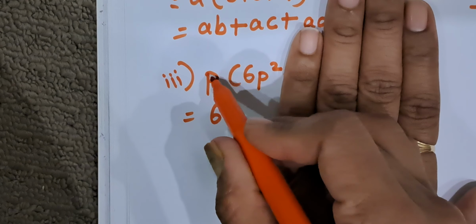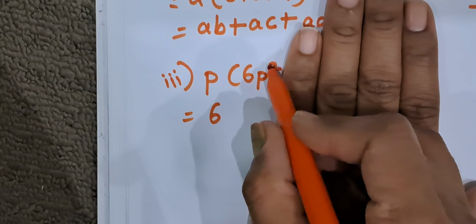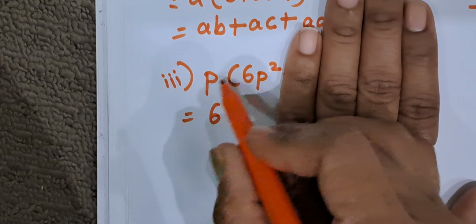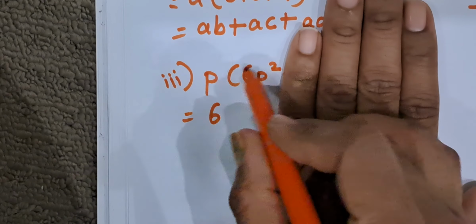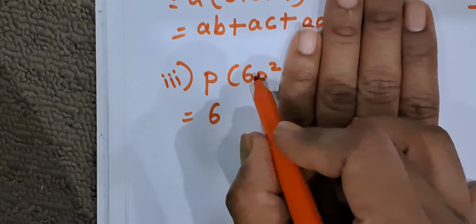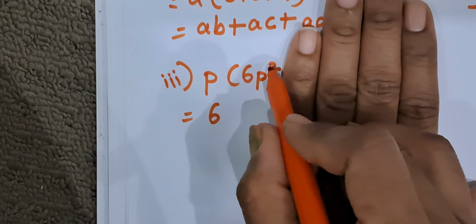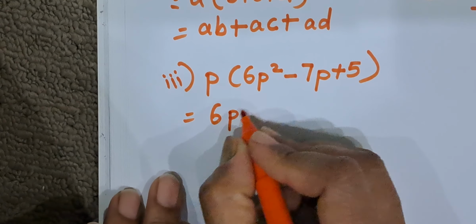The powers get added. P means p to the power 1. P square means p to the power 2. When the base is same, p is same, during multiplication the powers get added. So 1 plus 2 is 3. P into p square is p cube.